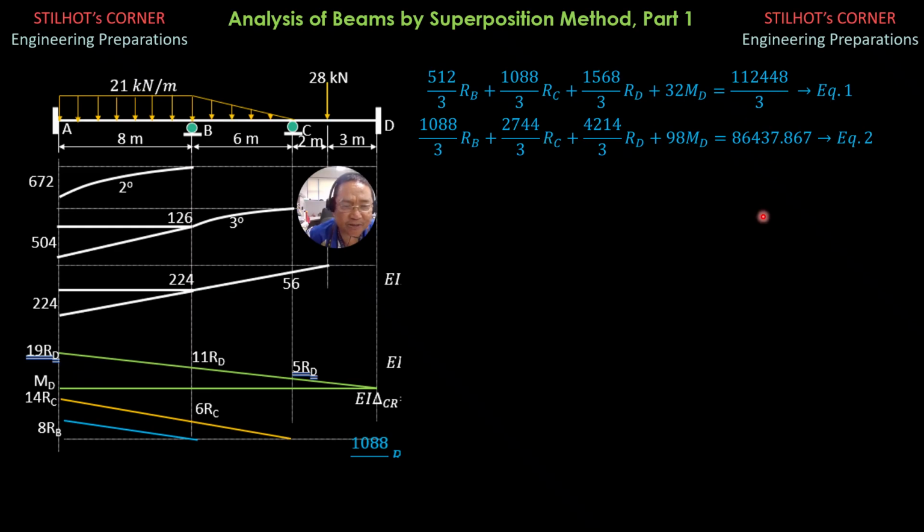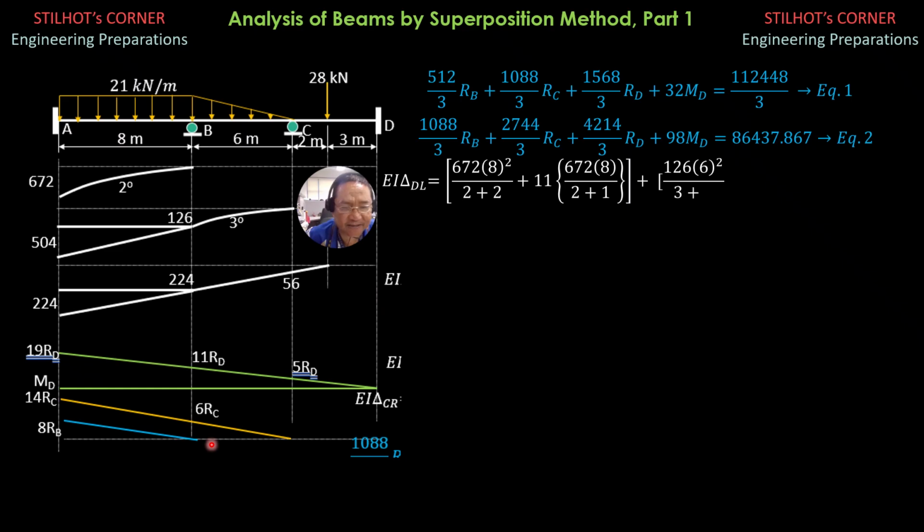So next we will go to the load. So for this moment diagram by parts, we have 8RB length 8 squared over first degree. So then slope is 6 plus 5 is 11. 11 times theta is moment length over second degree plus 1.